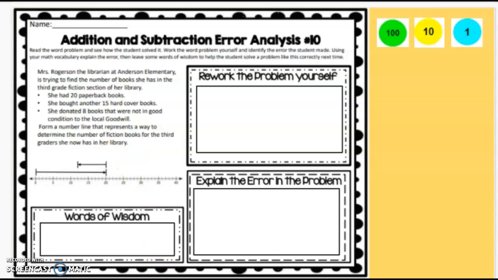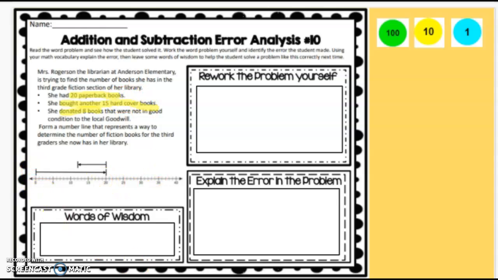Okay, well, I'm going to use all my strategies of finding my important information. So she had 20 paperback books. She bought another 15 hardcover books, and she donated 8 books. So I already see that this is going to be a multi-step problem because she had a certain amount, she bought some, and then she donated some. So 2 different things happened after she had an amount of books. Okay, so she bought another 15 hardcover books.